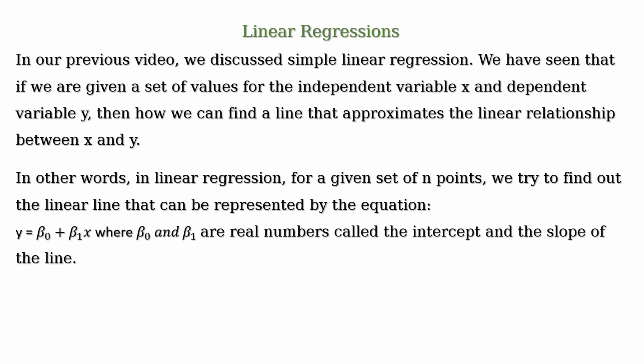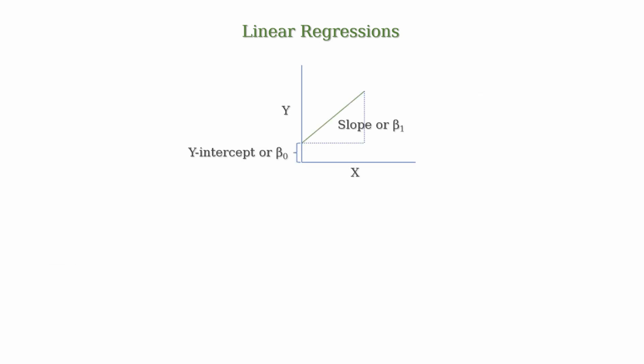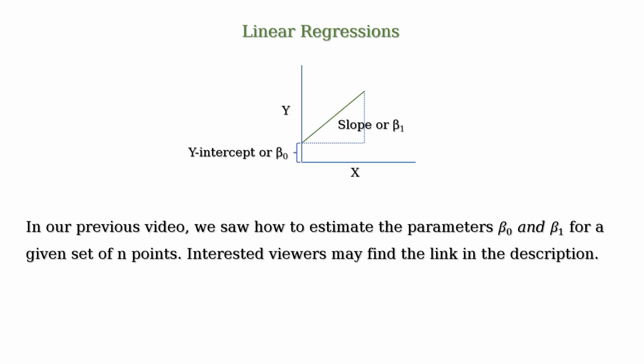that can be represented by the equation y is equal to beta 0 plus beta 1 x, where beta 0 and beta 1 are real numbers called the intercept and the slope of the line respectively. In our previous video, we saw how to estimate the parameters beta 0 and beta 1 for a given set of n points. Interested viewers may find the link in the description.